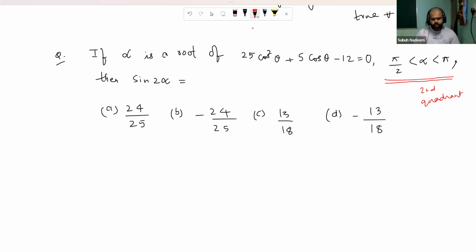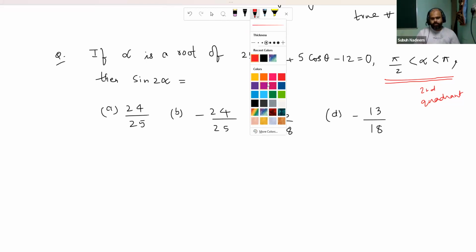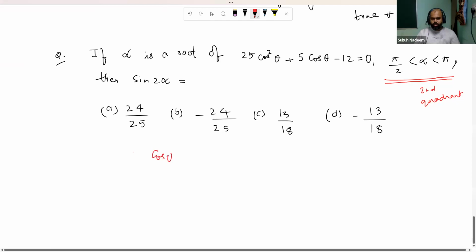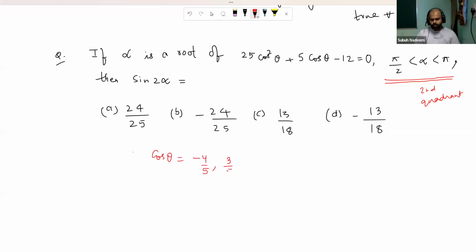Have you got the roots of this quadratic equation? First, can you tell me that? Sir, I got -4/5 and 3/5. Okay. And what about Rishita? Same, sir. Okay.